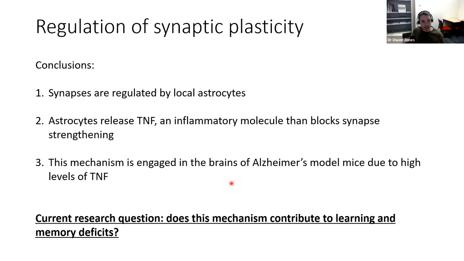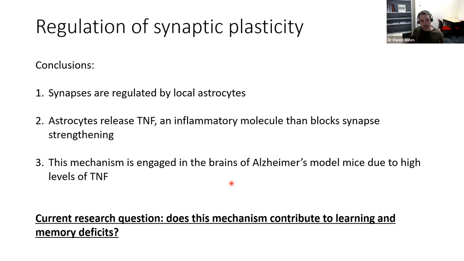And the conclusions that we can draw from this are that we know that synapses between neurons are actually regulated by other cells, the local astrocytes. And we know that these astrocytes release this inflammatory molecule, TNF, that this could then block synapse strengthening. And that we know that the high levels of TNF in the brains of Alzheimer's model mice will also induce this blockade of synapse strengthening.